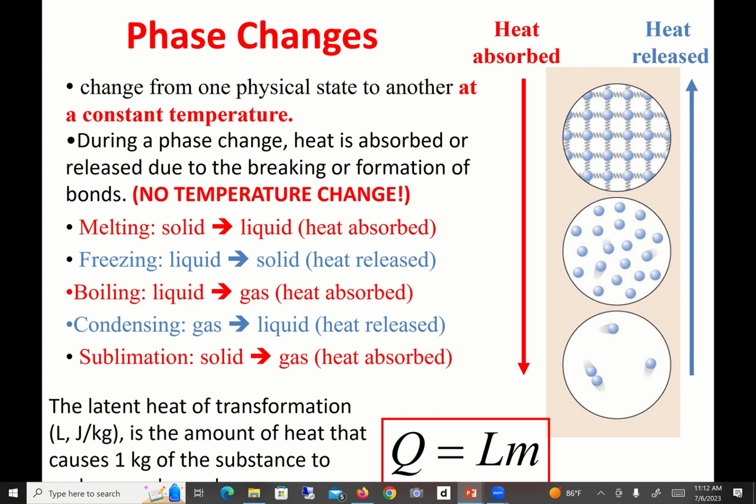Okay, so the latent heat, L, is the amount of heat that causes 1 kilogram of the object to change its phase, so either to melt or to freeze or to boil. So the heat Q that you need is equal to the mass of material that you have times the latent heat of transformation, and again that latent heat will depend on what the material is.